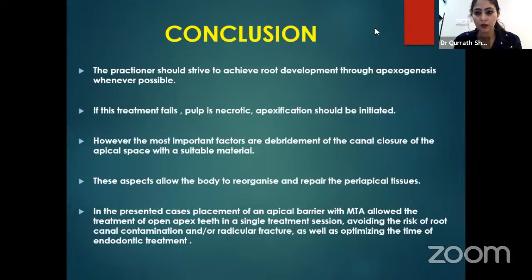Coming to my conclusion, the practitioner should strive to achieve root development through apexogenesis whenever possible, making sure you maintain the vascularity of the pulp tissue. If the treatment fails, only then do you initiate the apexification procedure. However, the most important factor is the debridement of the canal and making sure there is proper apical closure with a suitable material to prevent further failure.